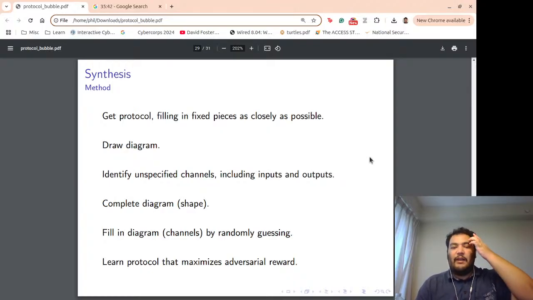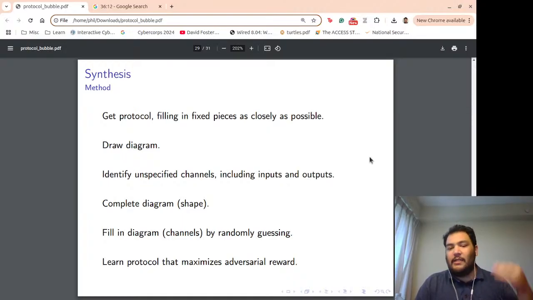Basically, every channel that was left unspecified in the actual target protocol, because the actors were supposed to provide those programs, is unspecified, and so that's a thing that can be adversarially designed. So identify what is missing from the protocol. And there's sort of two things that are always missing.